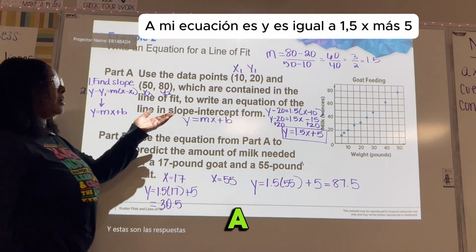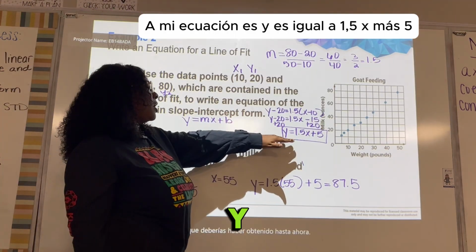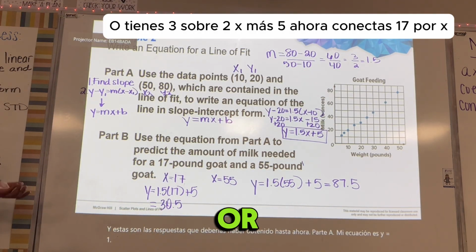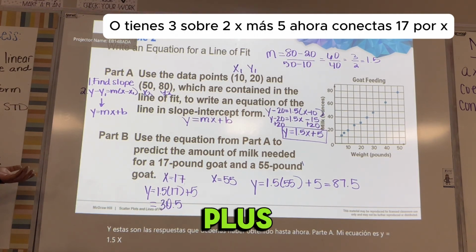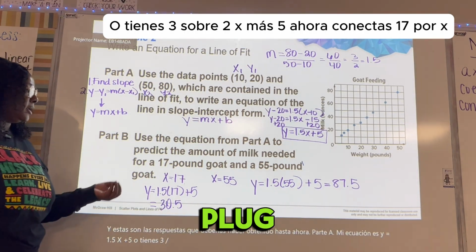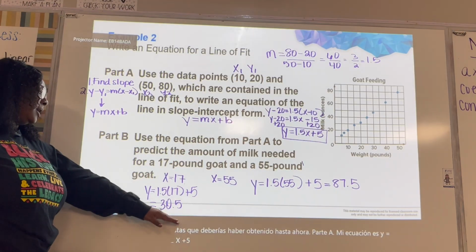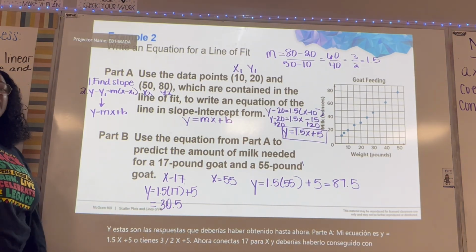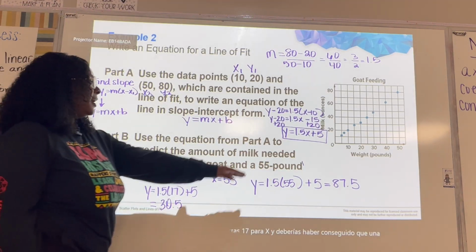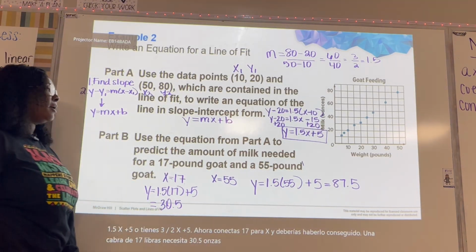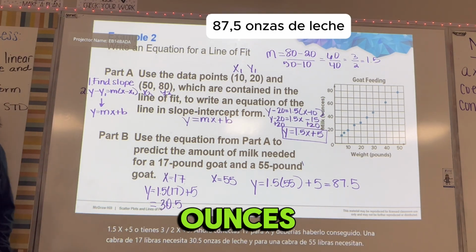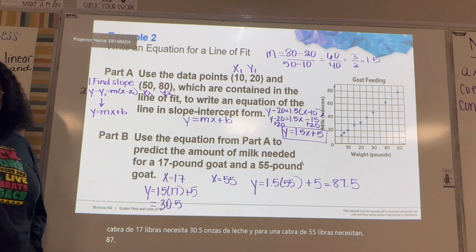So for part A, my equation is y equals 1.5x plus 5, or you have 3 over 2x plus 5. Now you plug in 17 for x, and you should have got that a 17-pound goat needs 30.5 ounces of milk, and for a 55-pound goat, they need 87.5 ounces of milk.